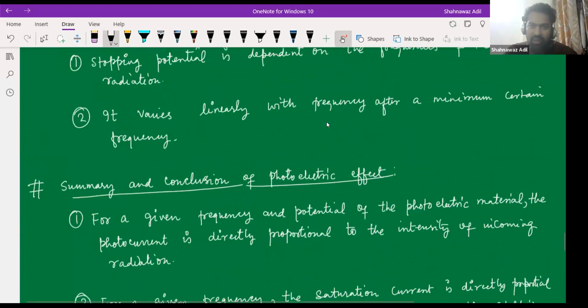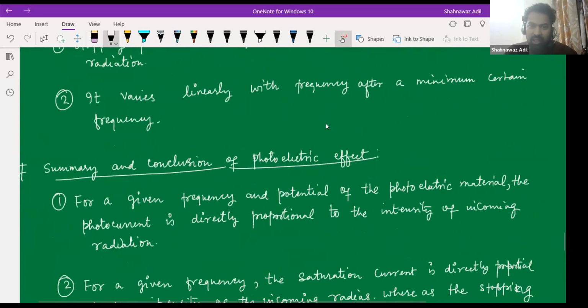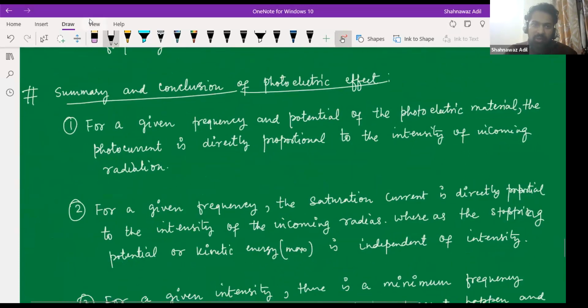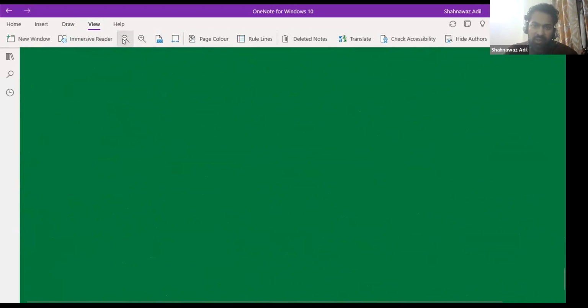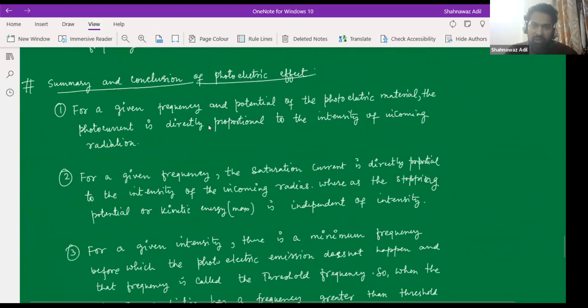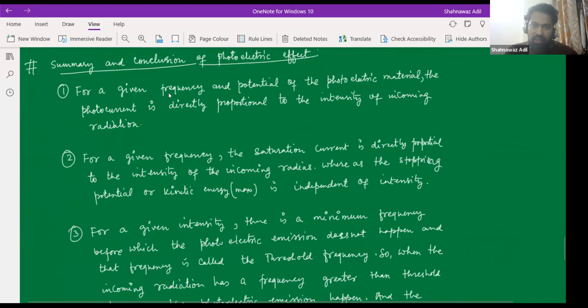So please note down this part, and through the observations we understood these things, right? Now you can write the things without any confusion. We have discussed all these things, and this is the conclusion that we make from that observation. Please note it down, and then we'll move on.